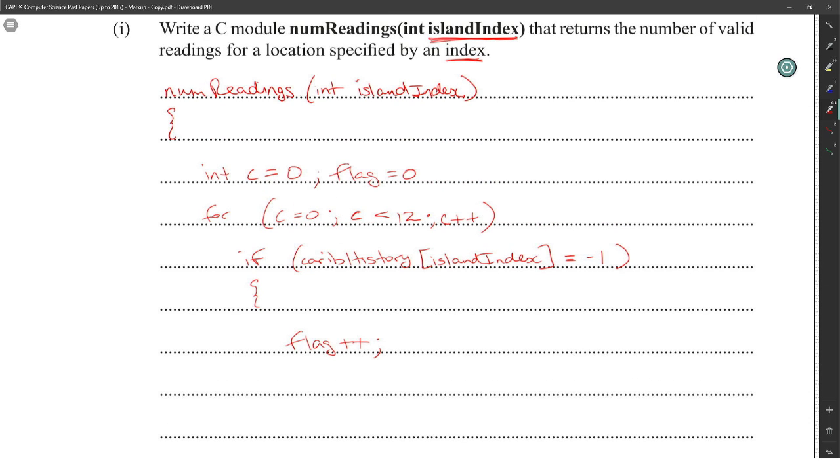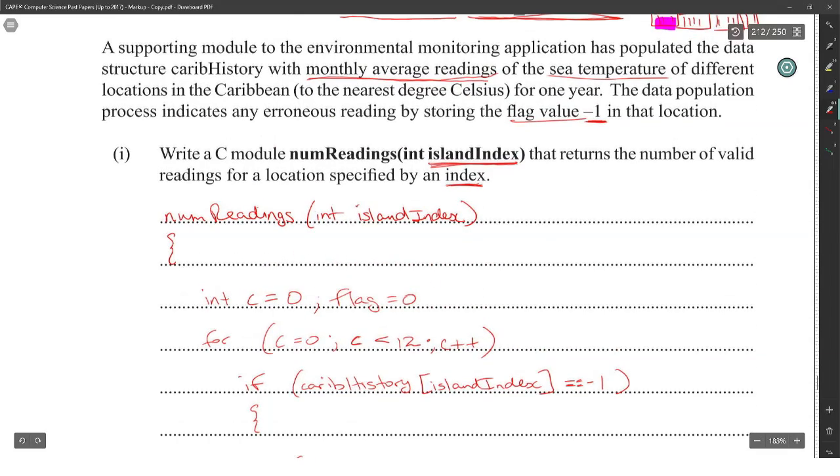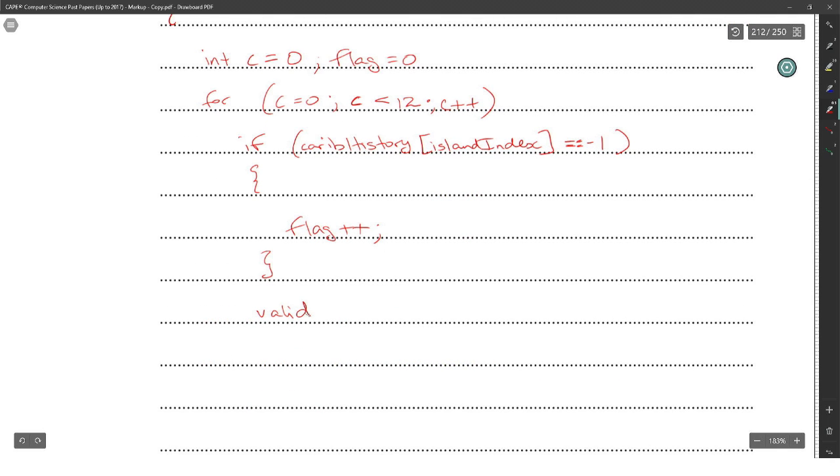But if you go through all of them and you find a flag, then what you want to do is note it. And what did they ask us for? They asked us to return the number of valid readings. So then after the whole for loop is finished, we could say valid is equal to valid minus flag. So in that case, we'd have to set valid as 12. Valid is equal to 12.